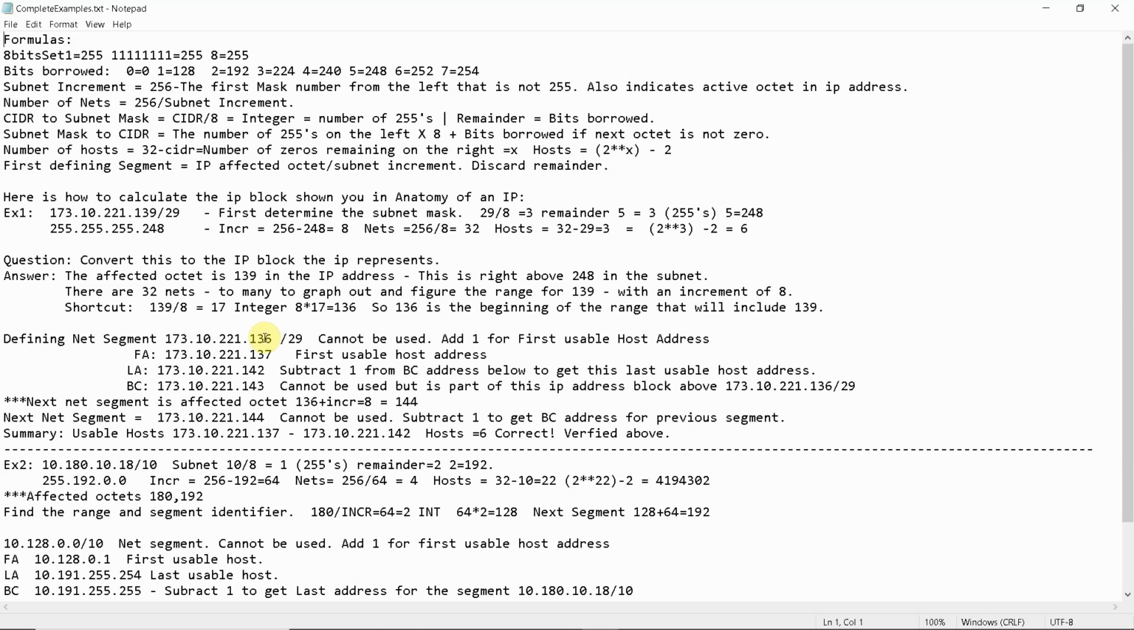Now, it cannot be used, but we can add 1 and go ahead and do this right now. You can do it later for the first usable host address. So you add 1 to this, it becomes 137. Get these last two, I always like to do the next net segment so we get our real range here. Okay, so we're going to take our real range, which is 136, and we're going to add to that the actual increment.